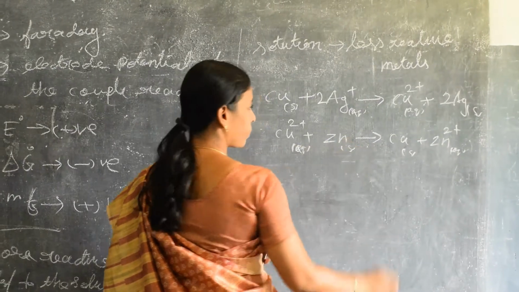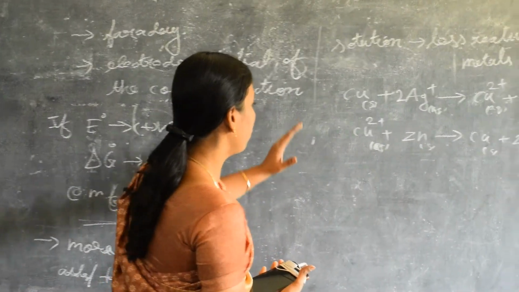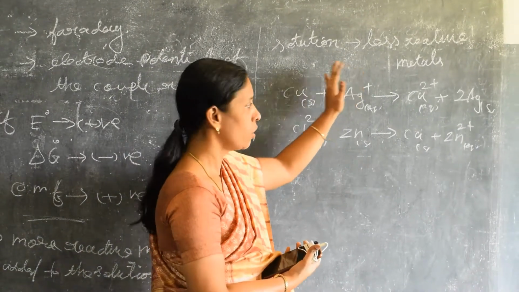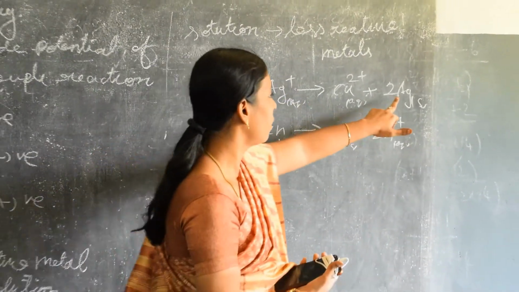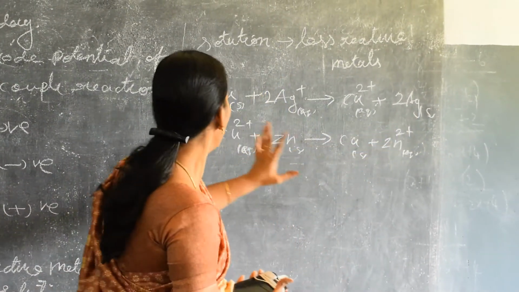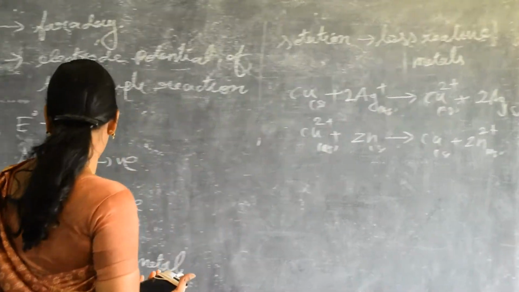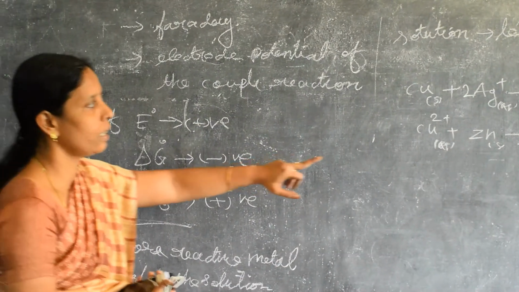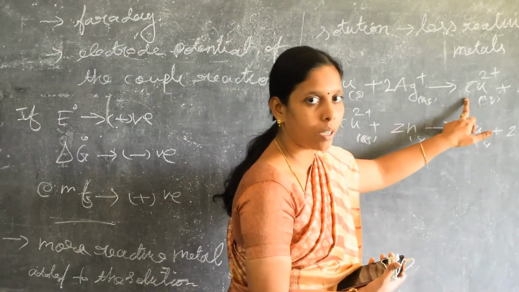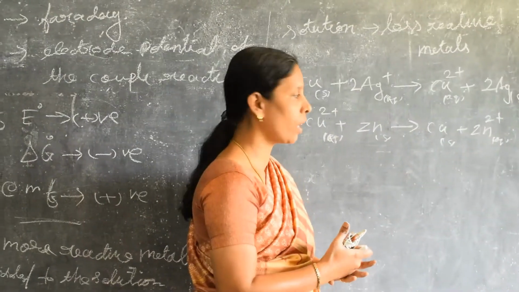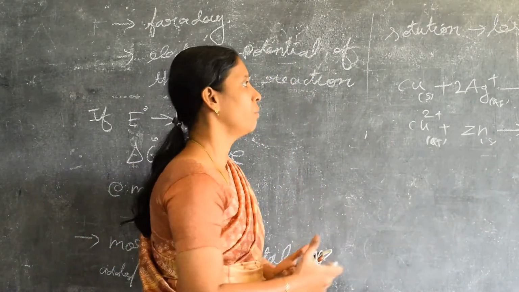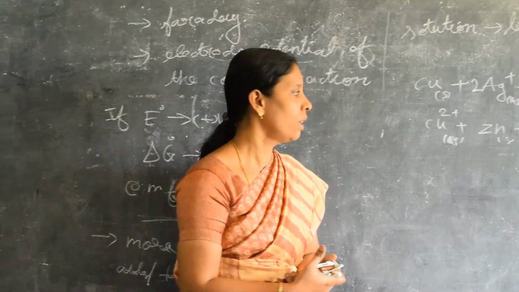So when a more reactive metal is added to the solution, the less reactive metal gets reduced and deposited, while the more reactive metal goes into the solution. This is the reaction of the electrochemical principles of metallurgy.